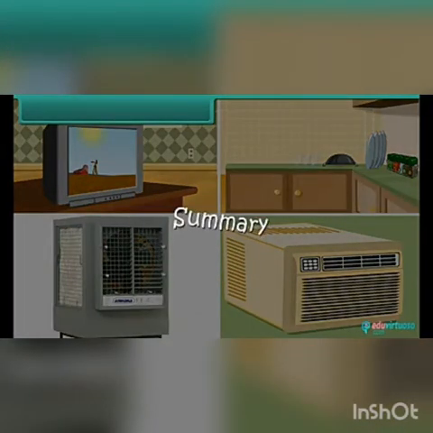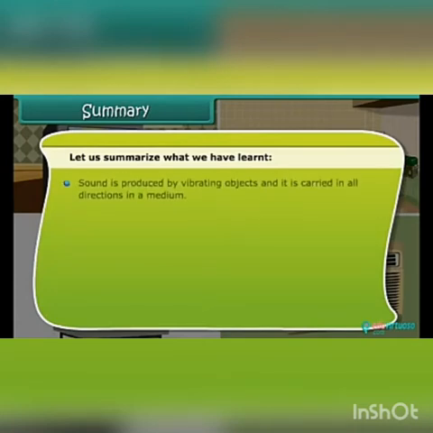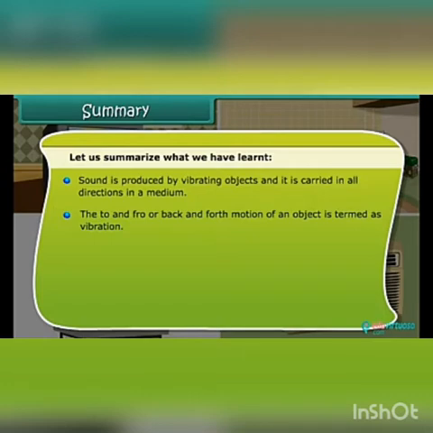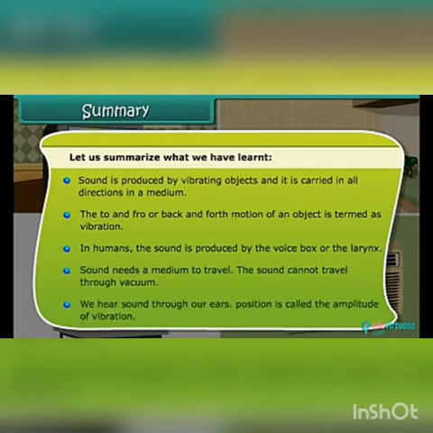Summary. Let us summarize what we have learned. Sound is produced by vibrating objects and it is carried in all directions in a medium. The to and fro or back and forth motion of an object is termed as vibration. In humans, the sound is produced by the voice box or the larynx. Sound needs a medium to travel. Sound cannot travel through vacuum. We hear sound through our ears.